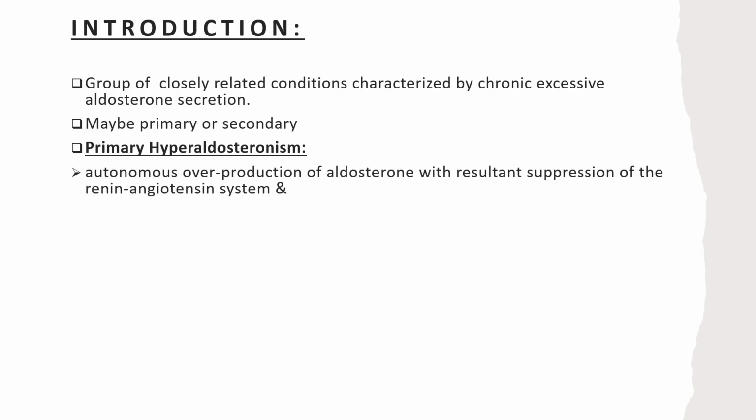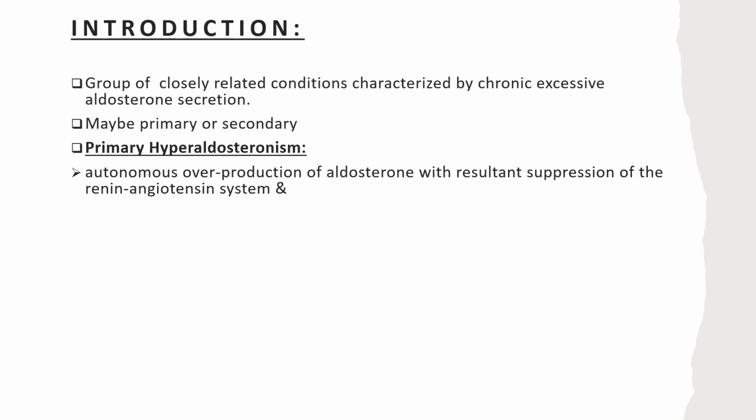Here we say there is autonomous overproduction of aldosterone, and we know that for the secretion or the production of aldosterone from the zona glomerulosa, we need two stimulus. First is renin, that is secreted from the kidney, and next the level of the potassium in the plasma. So these two things help in the production of aldosterone from the zona glomerulosa.